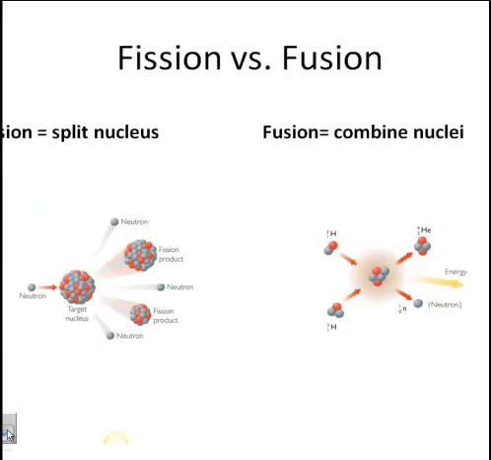The difference of fission versus fusion, just remember that in fission, that definition is for the nucleus to split. So typically what happens is a neutron hits this particle and it breaks down into smaller ones, whereas in fusion, the original particles are combining to form larger nuclei.